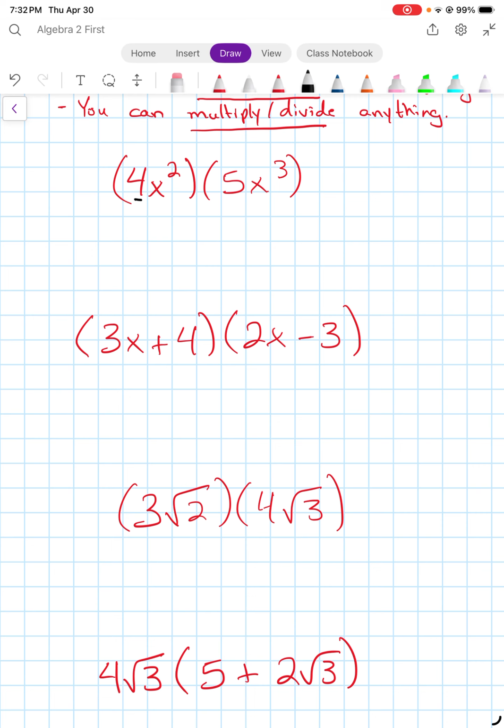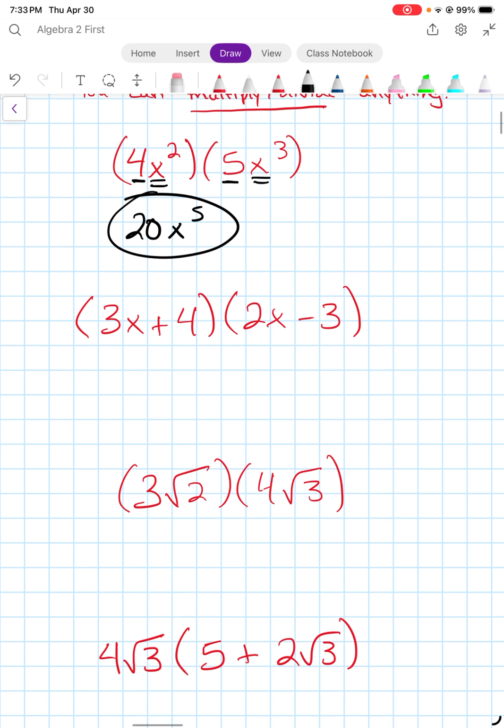Start with just some simple algebraic expressions. The 4 is a number, the 5 a number, the coefficients here, 4 times 5 is 20. Then by rules of exponents, the x squared and x to the third. I know they're not like terms, however, they're both x's. And you can use exponent rules, x squared and x to the third combines to give you x to the fifth. So you're going to combine numbers, you're going to combine x's, and so on and so forth.